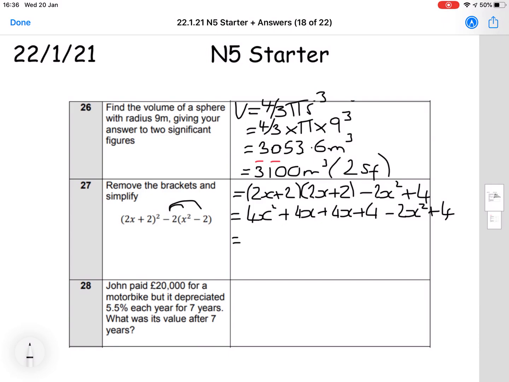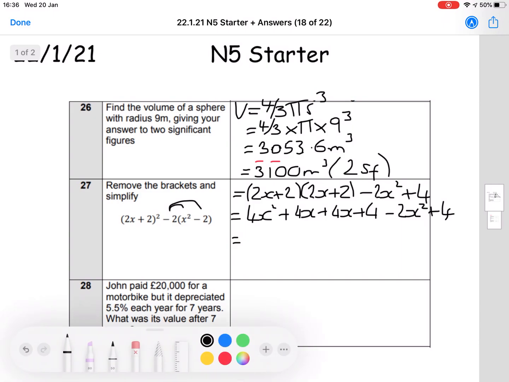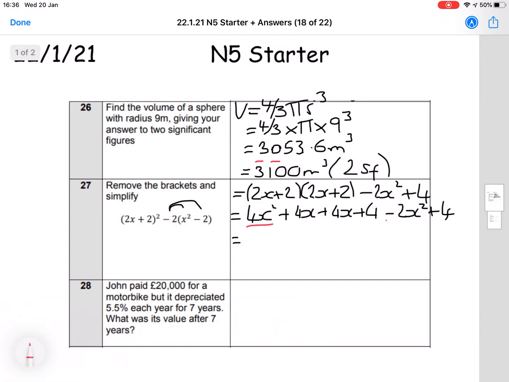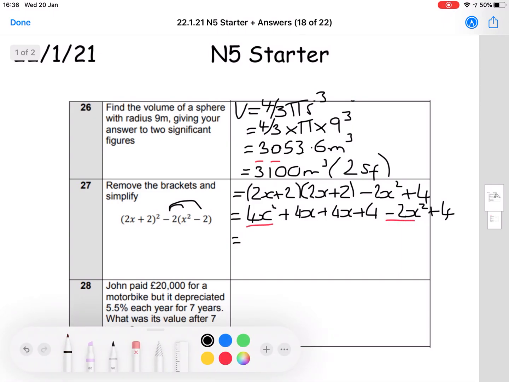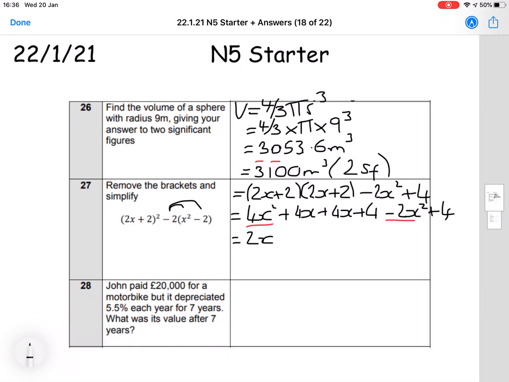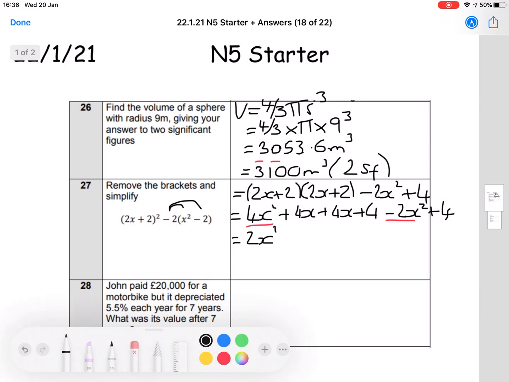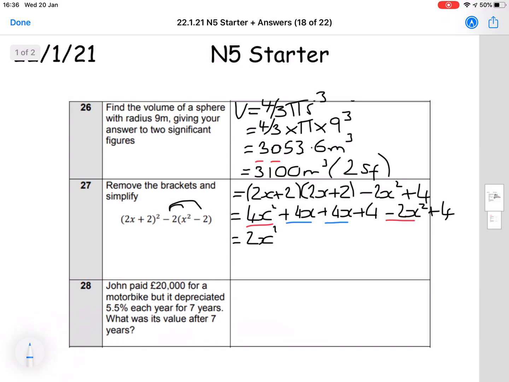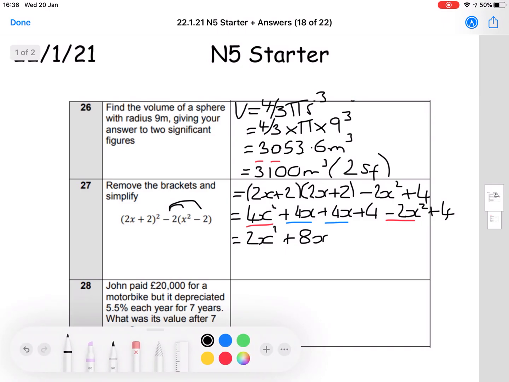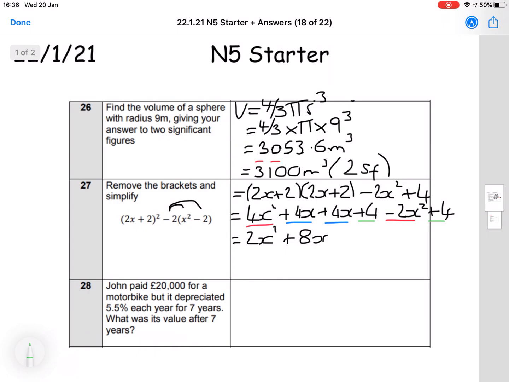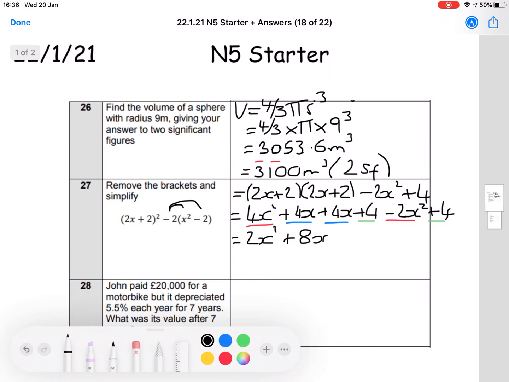And then we're going to tidy together all the terms that are like terms. So we have 4x squared and we have minus 2x squared, so we can tidy those together to 2x squared. We then have 4x plus 4x, so we can tidy those together, so that's 8x. And then to finish off, we have 2 plus 4, so plus 4 and plus 4, so that would be plus 8 to finish.